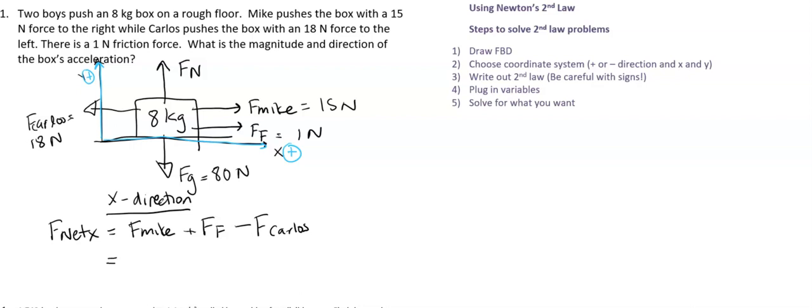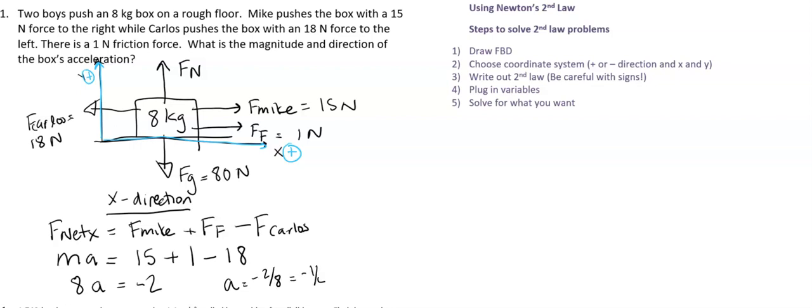And we know Fnet is the sum of all the forces, which is also equal to ma. So we have Fnet equals ma. Then we have all these forces: force of Mike is 15, plus force of friction is 1, minus force of Carlos, which is 18. Then we can plug everything in. Mass is 8, and acceleration we want to find. The right-hand side simplifies to -2. We do some math, so acceleration is -2 over 8, which is -1/4, or we could say -0.25 meters per second squared.